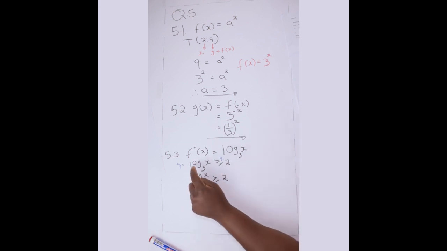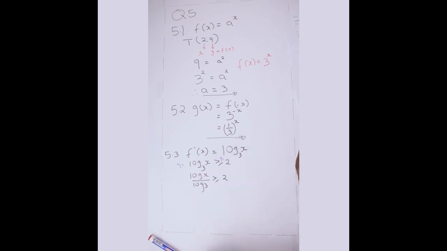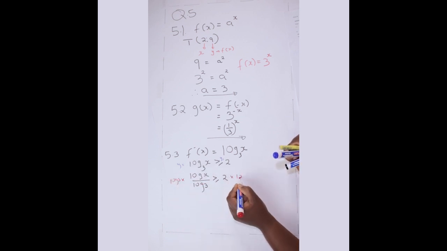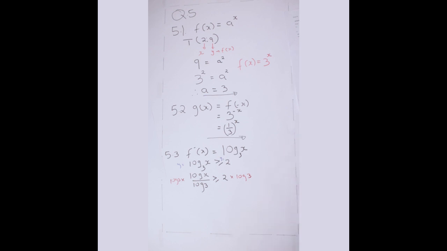If I unpack my logarithm and rewrite it as log of x divided by log 3 is greater than or equal to 2, I can multiply both sides then by the log of 3. So let's multiply both sides by the log of 3. And if that's the case, the result here is log x greater than or equal to 2 log 3. And that can be rewritten as log of 3 to the exponent 2.